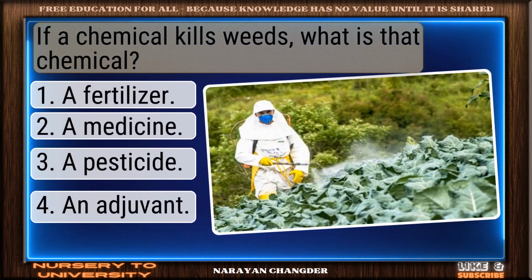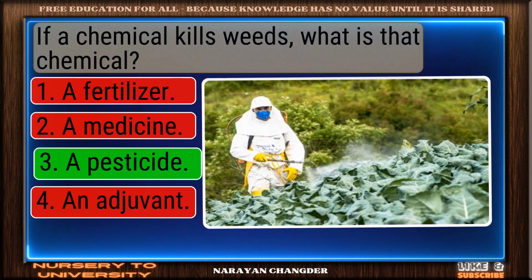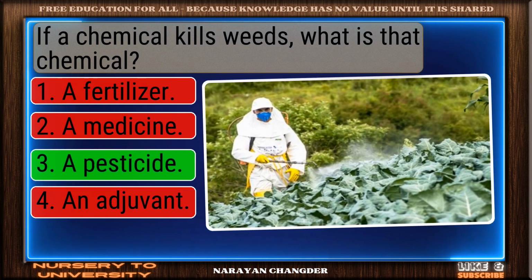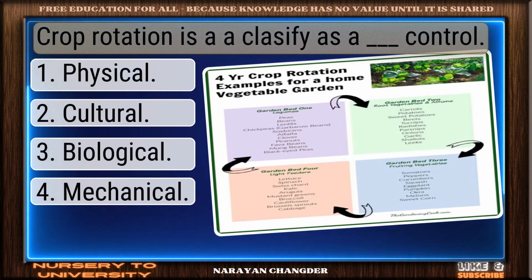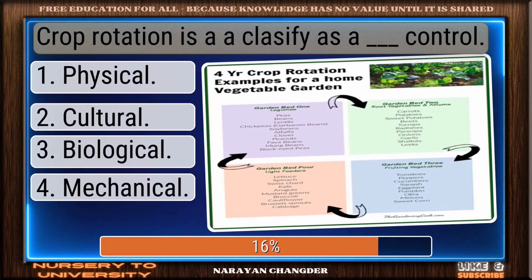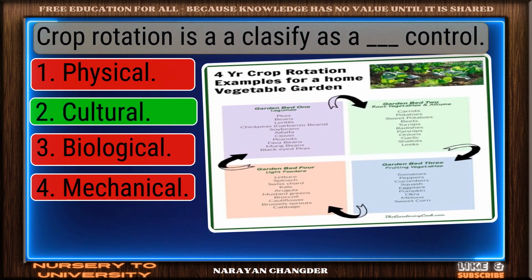If a chemical kills weeds, what is that chemical? Smart pick. A pesticide is the correct choice. Crop rotation is classified as a dash control. Bravo. Cultural is the answer.